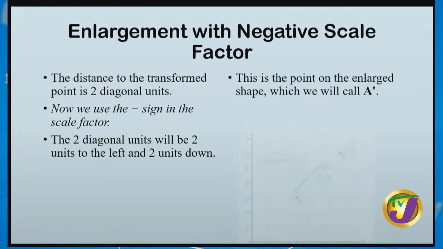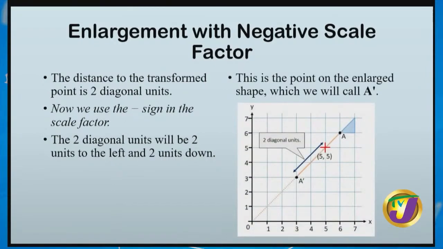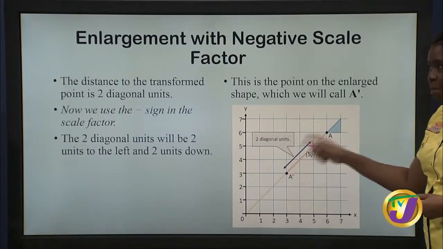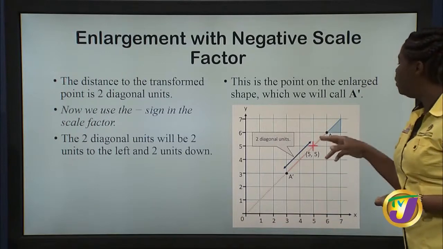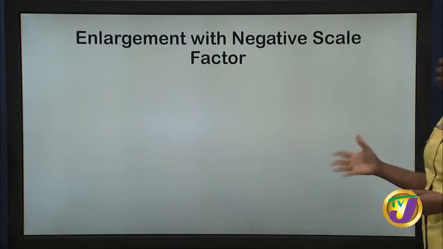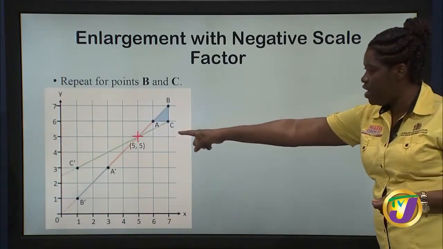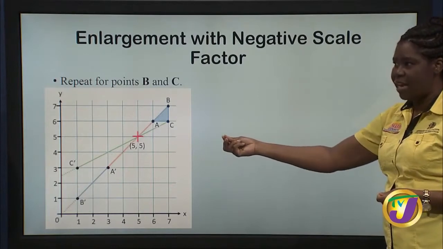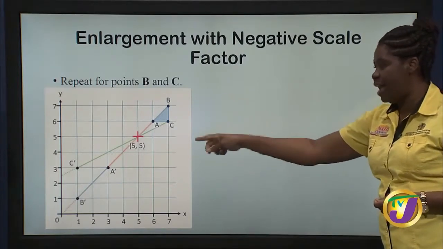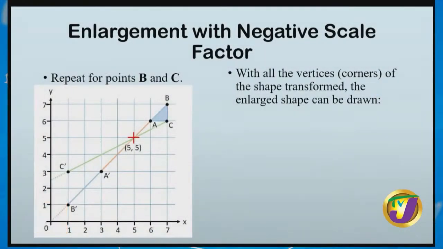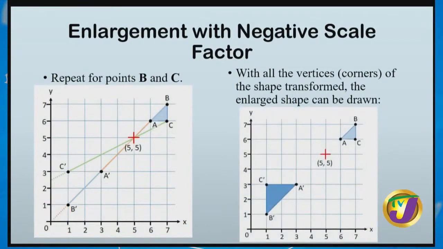So from the center of enlargement, we would measure 2 units. And we would repeat that for the other points. You would measure from each point to the center of enlargement, multiply the length of that line segment by the scale factor, and then draw that line segment from the center of enlargement. And what we discovered was that the points are falling on the other side of the center of enlargement. They are not on the same side as the object.